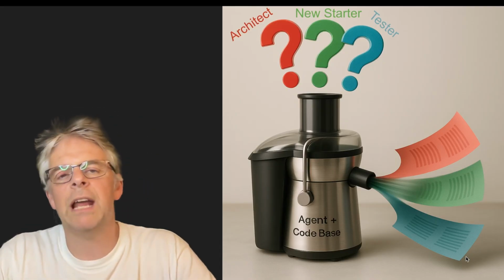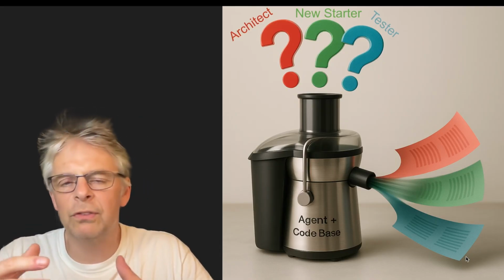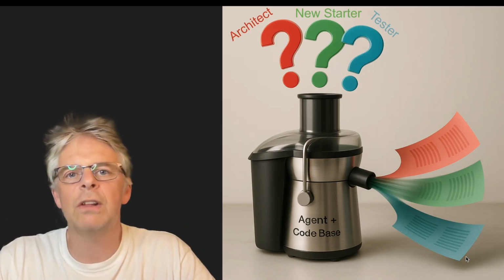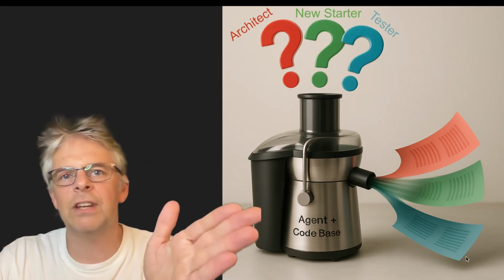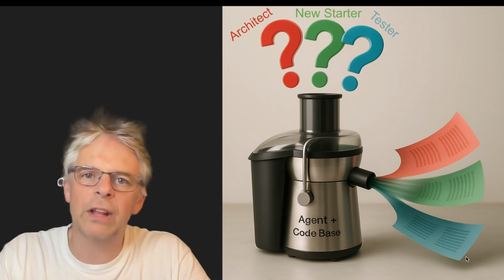This is the magic that agents are offering. The ability to work with this natural language and other real world sources and transform them. So you can have an architect request and an architect response, a new starter request and a new starter response.